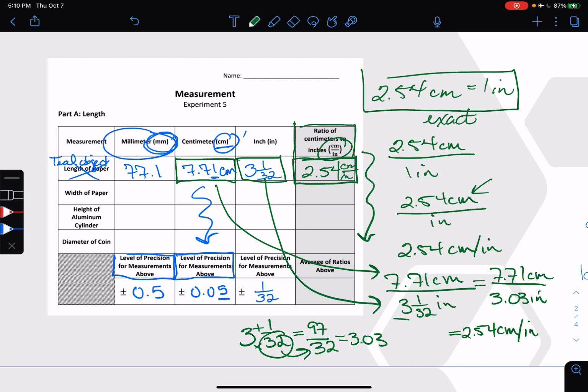Okay. So again, if you're getting 2.52, 2.56, 2.51, you're good. You're on the right track. If you get 1.75, you need to do your measurements again. Now, the average of the ratios above: you're going to add up all four of these, and since you have 4 values, you're going to divide that by 4. If you are adding up 3 of your ratios, then you would divide by 3 to get that average. So that's how that works.